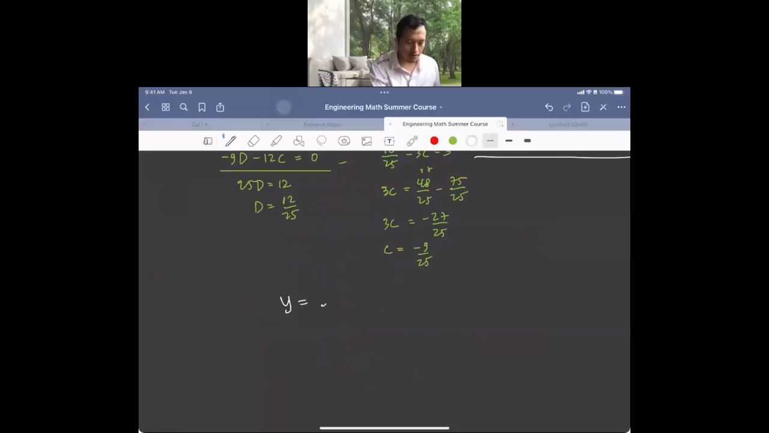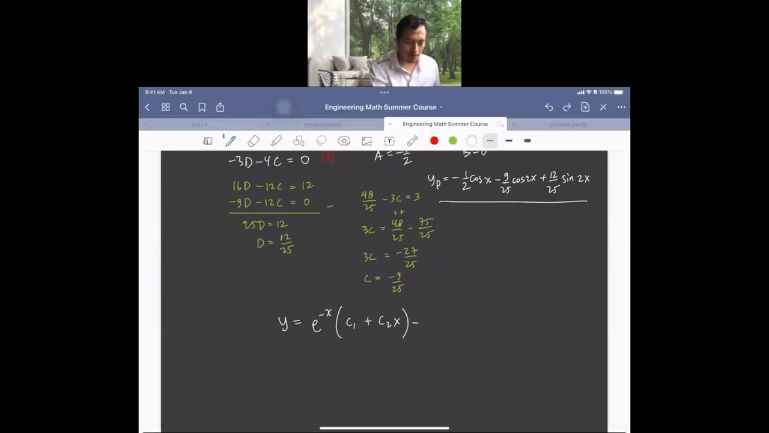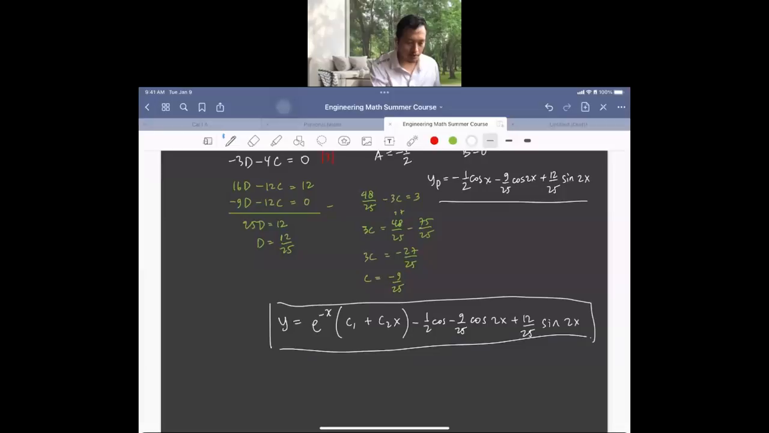So general solution. Okay, I will write e with power negative x outside. So c1 plus c2 x, minus half cos x minus 9 over 25 cosine 2x plus 12 over 25 sine 2x. So this is the solution. Okay.